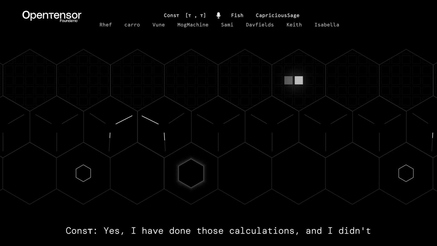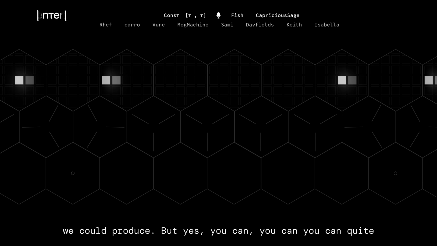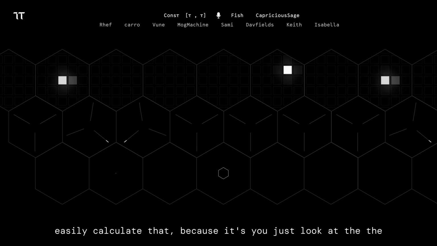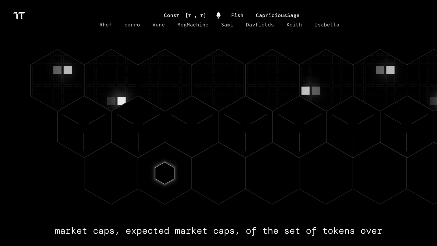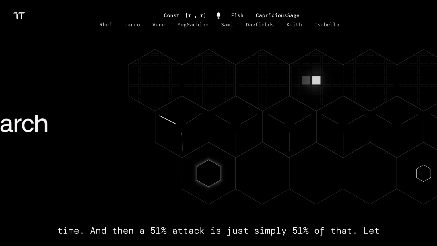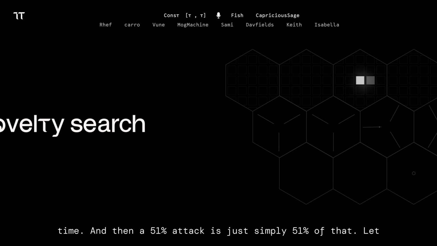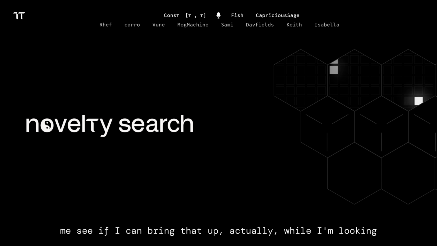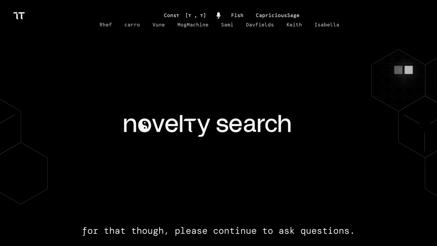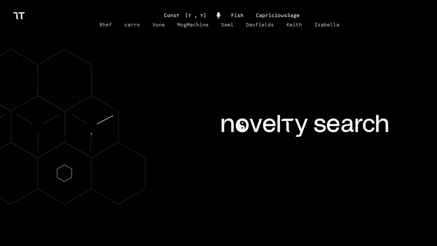Yes, I have done those calculations, and I didn't throw up more slides. There's an infinite number of slides that we could produce, but yes, you can quite easily calculate that, because you just look at the market caps, expected market caps of the subnet tokens over time, and then a 51% attack is just simply 51% of that. Let me see if I can bring that up, actually. While I'm looking for that, though, please continue to ask questions.